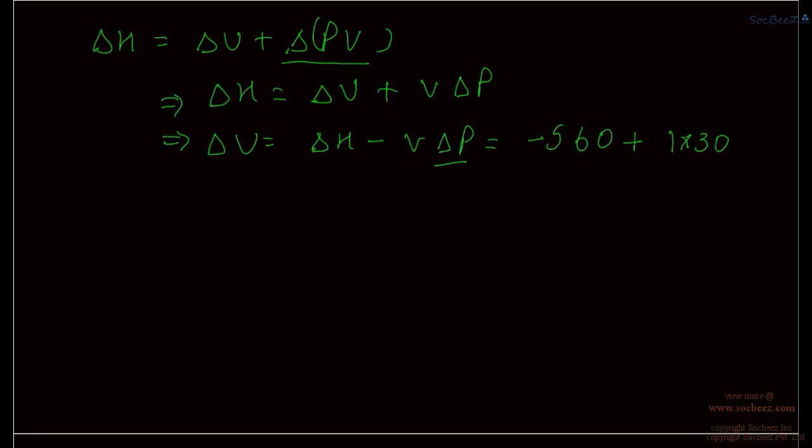And now let's convert this, which is in the unit of atm liter, into kilojoule. So 1 atm liter equals 0.1 kilojoule. So let's multiply it by 0.1. So this whole expression will be in the units of kilojoule.